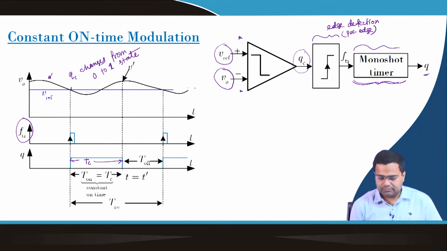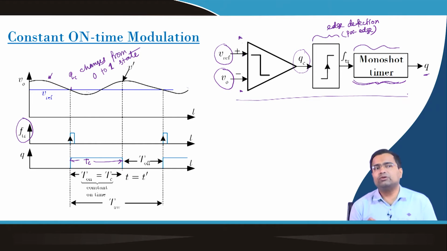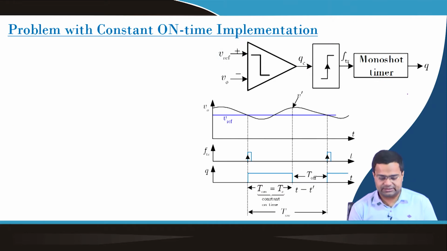Now, this looks like a very simple technique. We are just talking about V0 and VREF, an edge detection circuit, a comparator and a monoshot timer. This is a very powerful technique, but in this form we may not be able to use it, particularly during transient, and that we are going to discuss. So, what is the problem with the constant on time modulation?